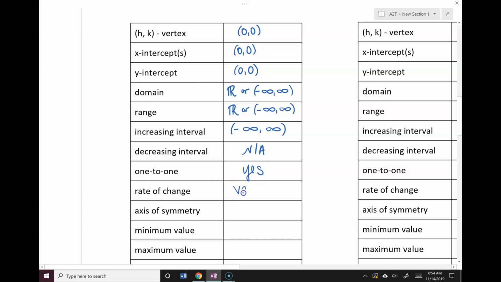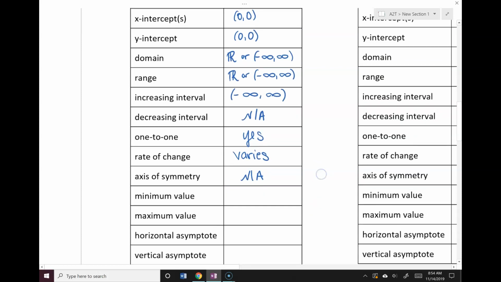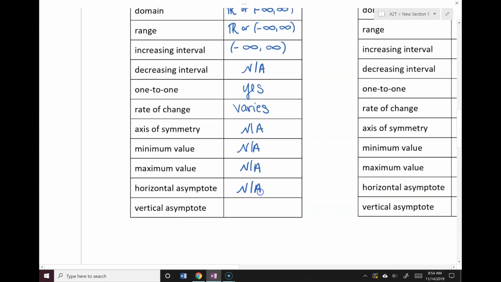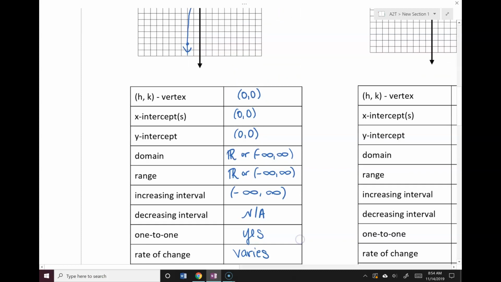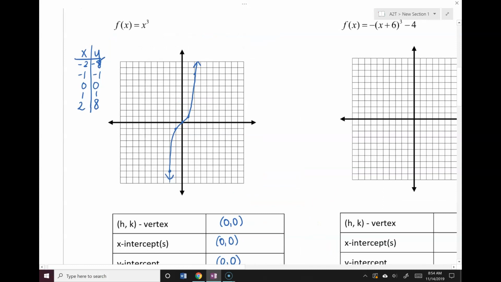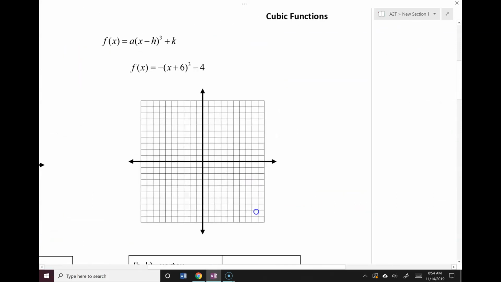The rate of change varies because it's growing exponentially, so we're not going to find that. These functions do not have an axis of symmetry because it is not symmetrical. There is no minimum nor maximum value because they shoot off to positive and negative infinity. And there aren't any asymptotes. So the characteristic chart is definitely very plain and simple for cubic functions. All right, so there's the parent function. Let's move on.